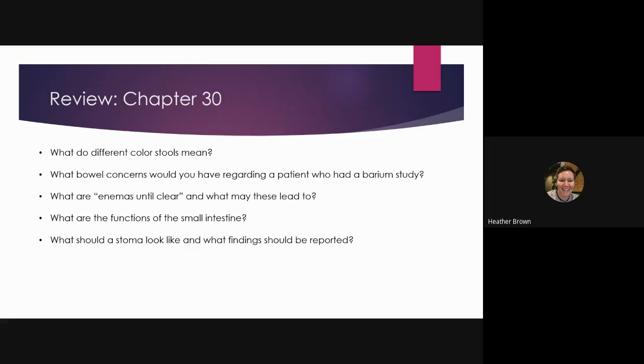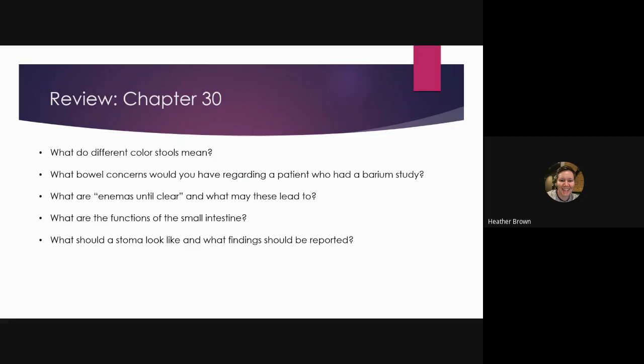The next one, what are enemas until clear? Enemas until clear sounds majestic, right? It truly isn't. This all sounds like fun and games until you're the nurse that's administering enemas until clear, and you'll think back to this lecture and say, that's not how Heather described it. Enemas until clear, you're going to give them until what comes out looks clear. It doesn't have any fecal matter, you can't even identify it as stool anymore.